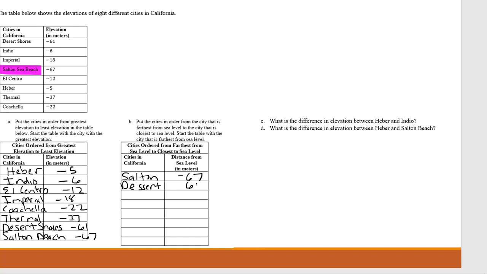because that one is 61 meters away from sea level. And then we would have to do Thermal, because that one is 37 meters away from sea level. And then we would have to do Coachella, which is 22 meters away from sea level. And then we would have to do Imperial, and then El Centro, and then Indio, and then Heber.